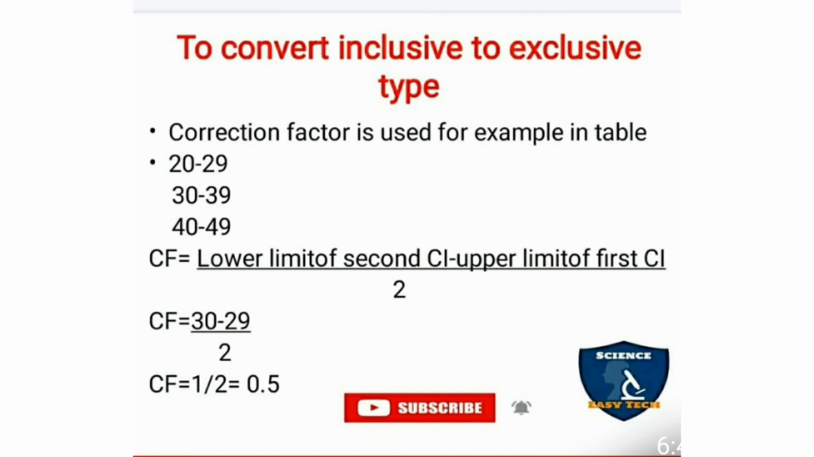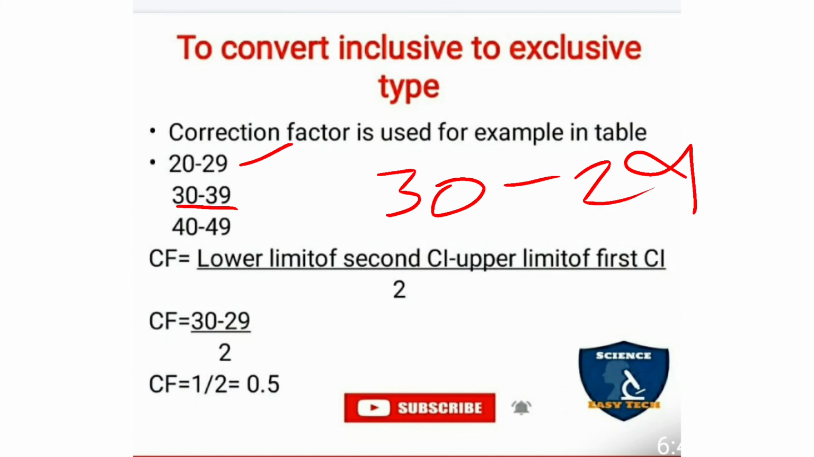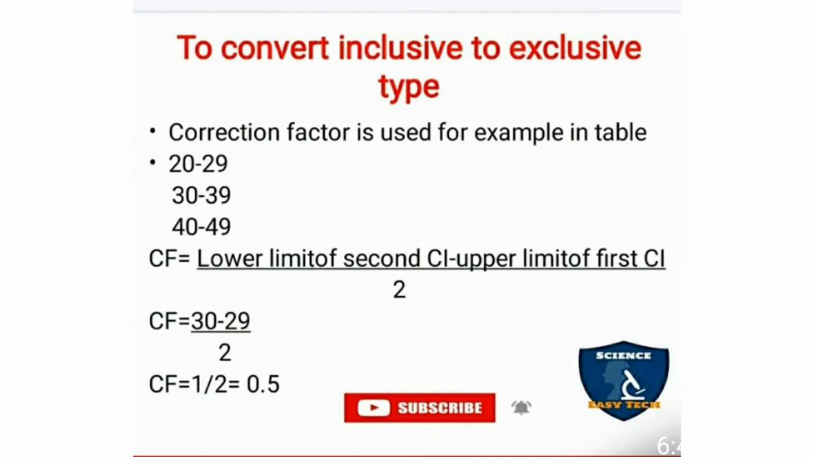So here in the above example, what is the lower limit of the second class interval? Yes, it is 30. What is the upper limit of the first class interval? 29. So 30 minus 29 divided by 2, which is equal to 1 by 2, which is equal to 0.5.